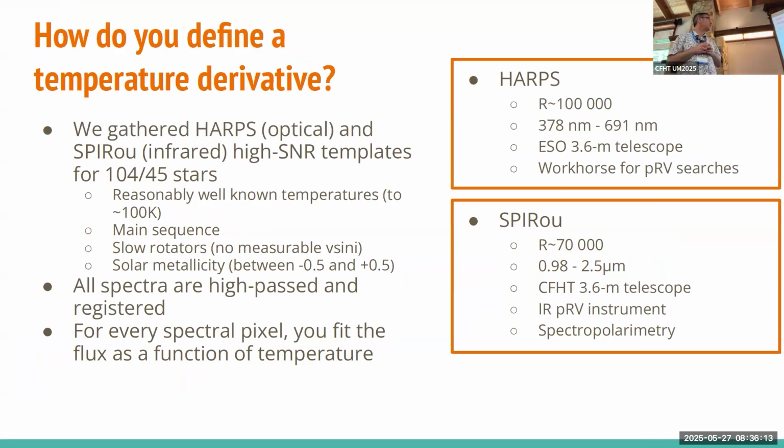How do you define a temperature derivative? That's not obvious, whereas for velocity it's easy: it's a shift, and that's a velocity difference. So we compiled a library of HARPS spectra in the optical and SPIRou in the infrared, of objects from the Sun to TRAPPIST-1, so from M dwarfs to sun-like stars, and they were all reasonably slowly rotating, as rotation makes things messy here. They have reasonably well-known temperatures. You don't need to know the temperature of the stars very accurately because you're going to fit it against many stars.